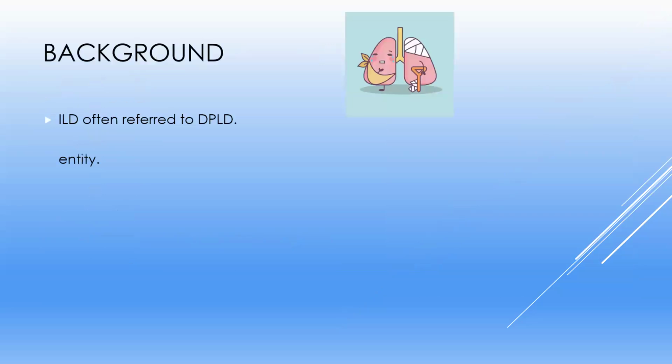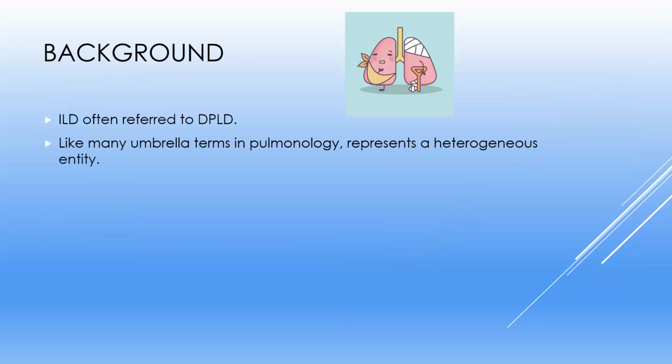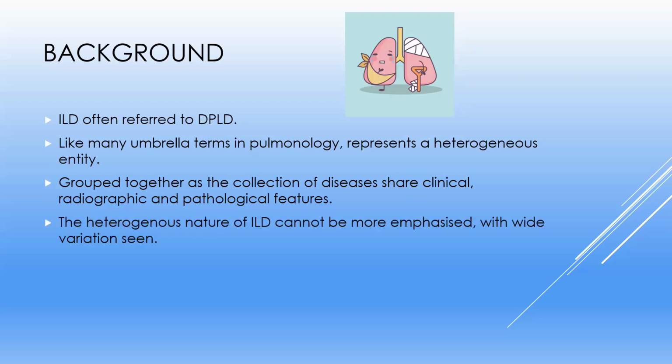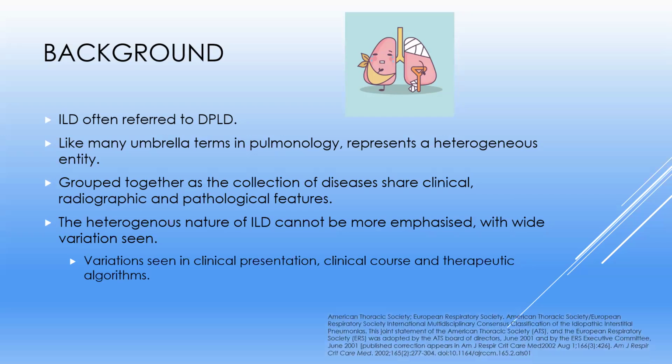Just some background, ILD is often referred to as DPLD. Like many umbrella terms in pulmonology, it generally represents quite a heterogeneous entity. It's grouped together as a collection of diseases that share clinical, radiographic, and pathological features. The heterogeneous nature cannot be overemphasized, as wide variations are seen in clinical presentation, clinical course, and therapeutic algorithms, which we will break down during this talk.